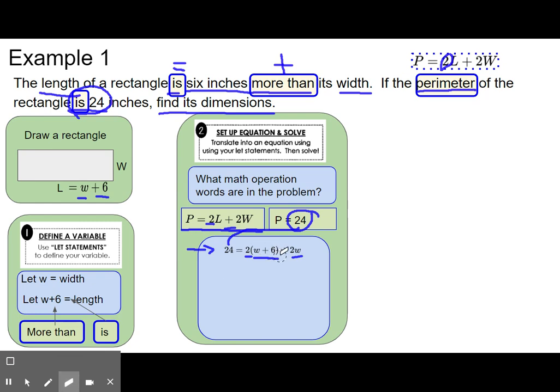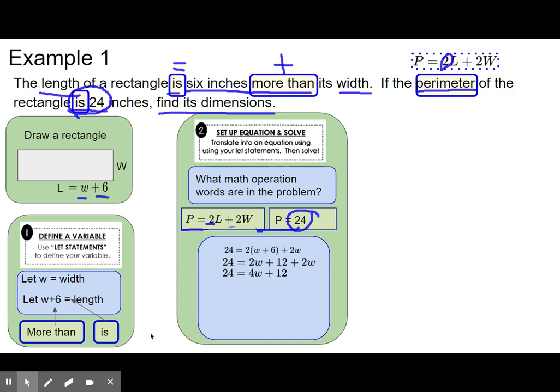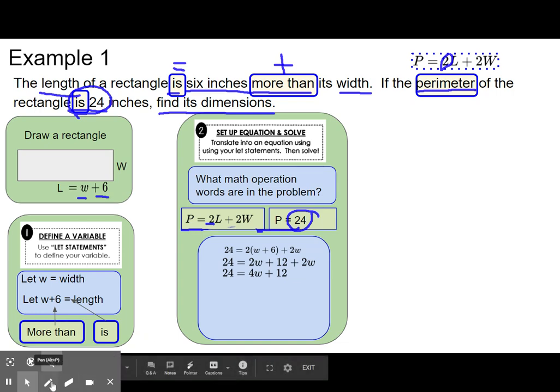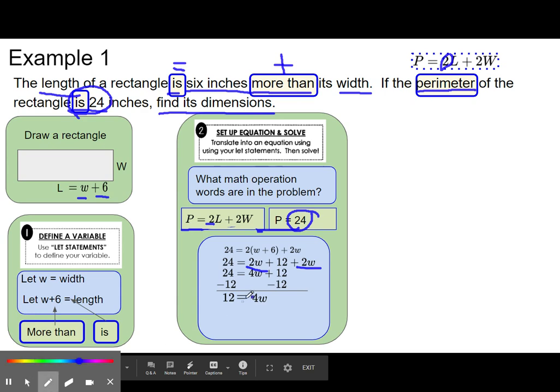Now we're just going to solve it, which we know how to do. Bam. Distribute that 2. Combine like terms. 2 plus 2 is 4. In case you don't see that, 2W, 2W gives you 4W. Next step, subtract 12 from both sides. We want to get W alone. 24 minus 12 is 12. The 4W you just bring down.